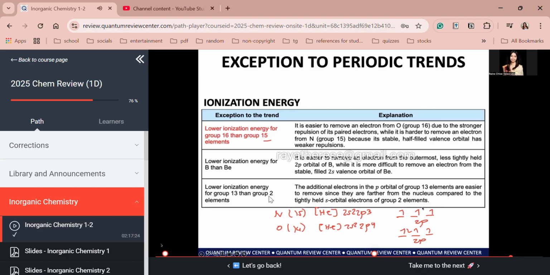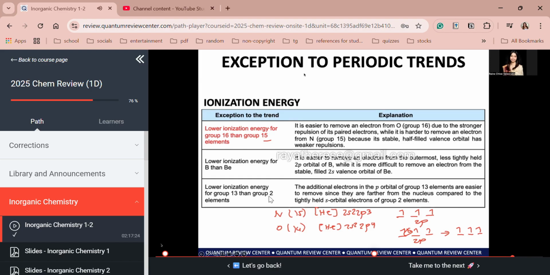Okay? So, mahirap nang magtanggal ng electron sa isang valence orbital gaya ni nitrogen and other group 15 elements. Meanwhile, mas madali magtanggal ng electron dito kay oxygen because stronger ang electron-to-electron repulsions niya. Diba? Kasi may paired electron to dito. Mas gugustuhin natin matanggal ang electron dito for it to be more stable and be half-filled. Okay? That's why lower ang ionization energy for group 16 than group 15 elements.